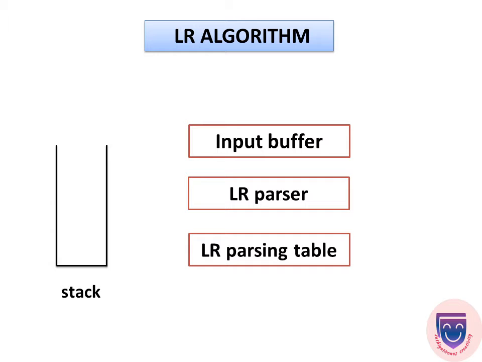The various steps involved in LR parser are: first, we have to add the augmented production to the given grammar. That I will teach you later. Then we have to create the canonical collection of LR(0) items. The next step is drawing the data flow diagram. And the final step is the construction of the parsing table.